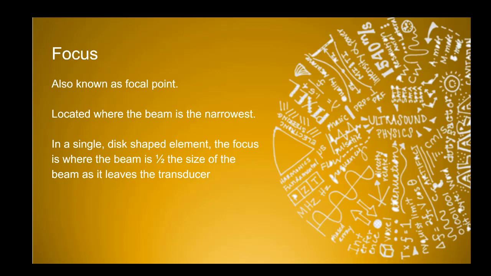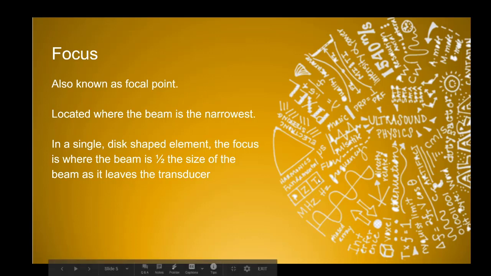So let's look at each of these a little bit more in detail. So the focus, which is also known as the focal point, is going to be located where the beam is narrowest. And we'll learn why we can change the focus in a later chapter. But when you change your focus on your machine, you are changing where the focal point is. So you are changing the shape of the sound beam. So again, the focus is the most narrow point of the sound beam.